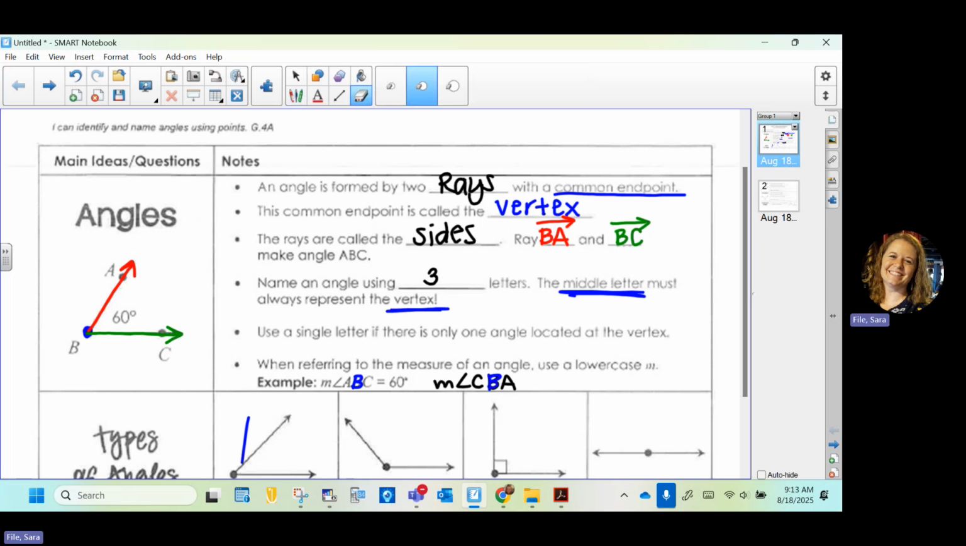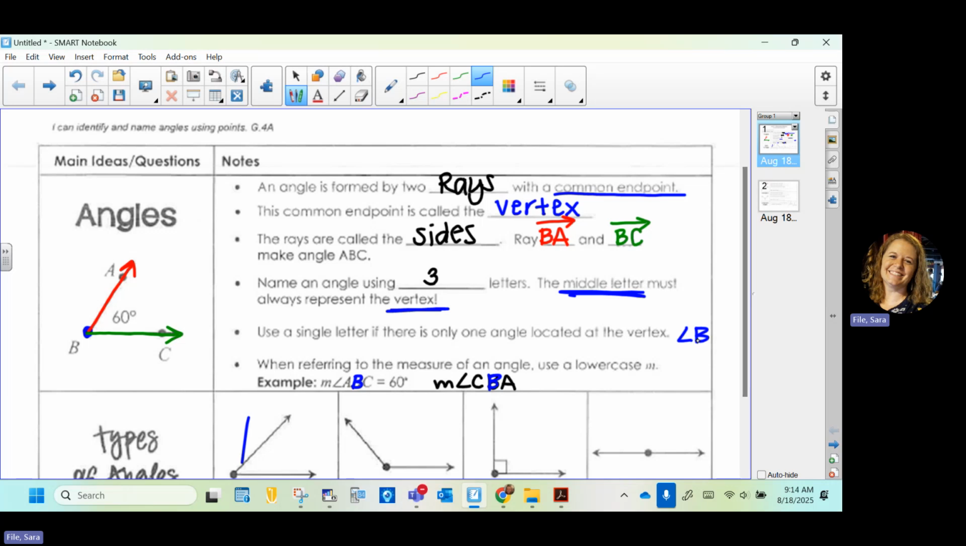Okay, you can use a single letter instead of three letters. You can use just the vertex if there's only one angle with that vertex. So in this picture, I can call this angle B because there is no other angle B pictured here. There's only one. Now, when you start having multiple rays, segments, lines and intersections, you're not going to be able to do that because there's going to be more than one angle that has B as the vertex. So you have to be more specific.